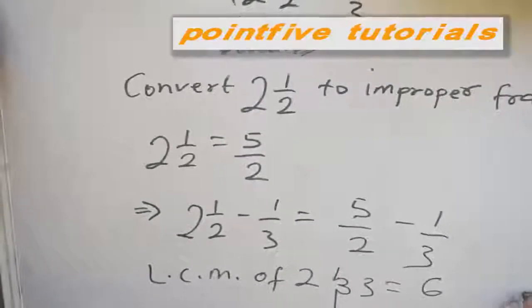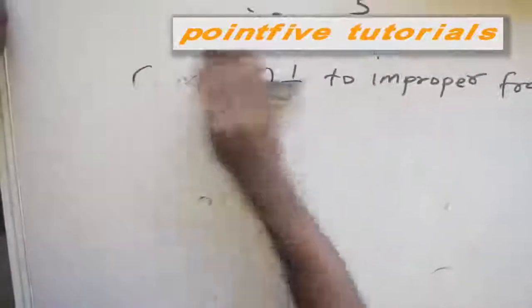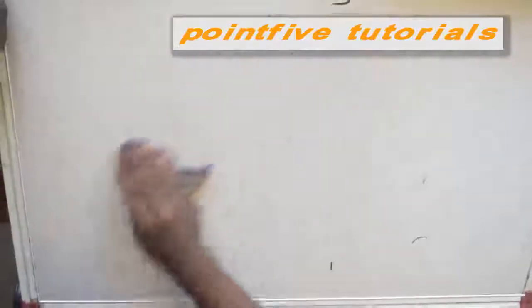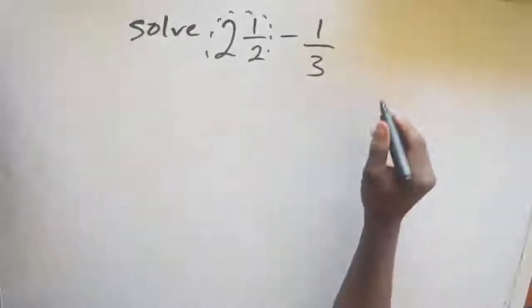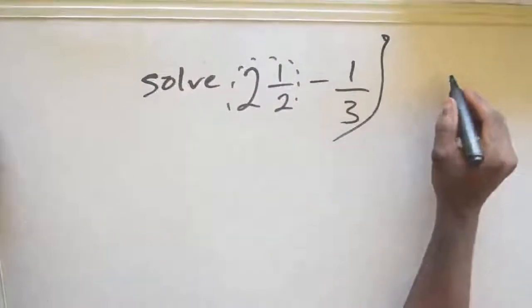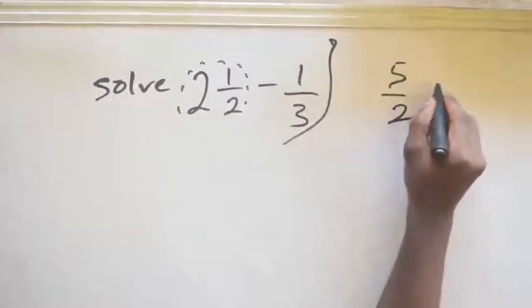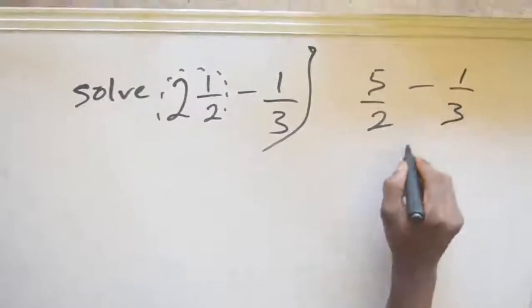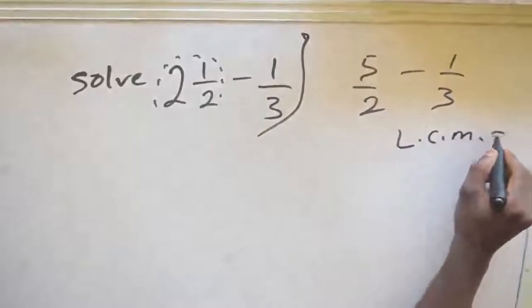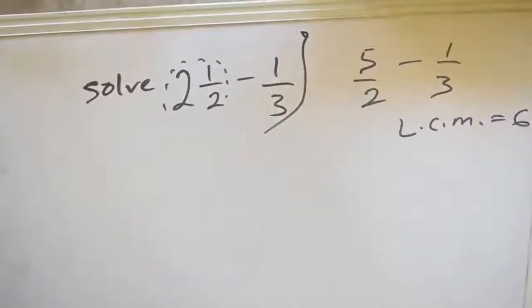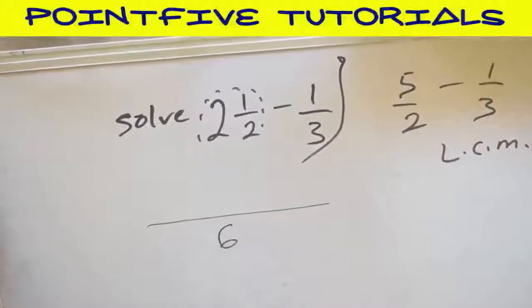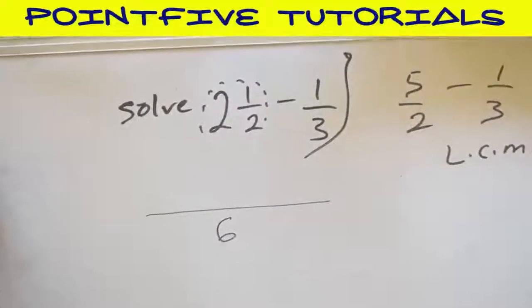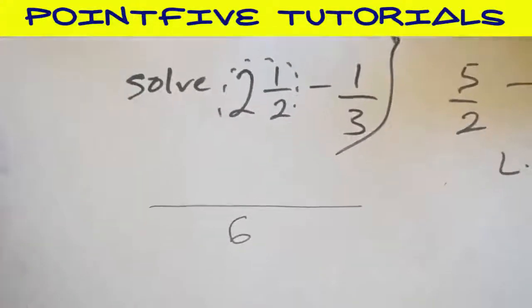So the LCM is this. Since we have gotten our LCM as 6, I'll be working with this now. We have 5 over 2, this is the new stuff. Now the next thing you do is to draw a line. When you draw a line, you put the LCM, which is 6, at the denominator. 6, which is the LCM, is now the new denominator.